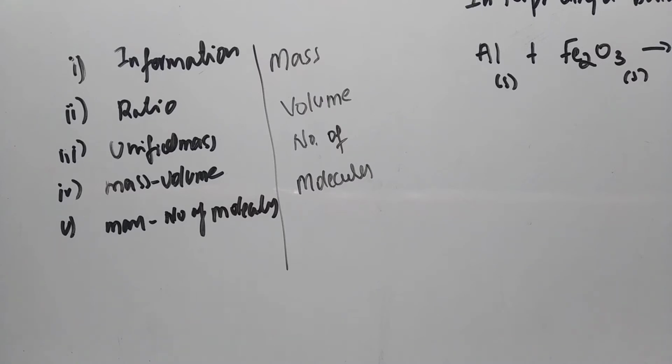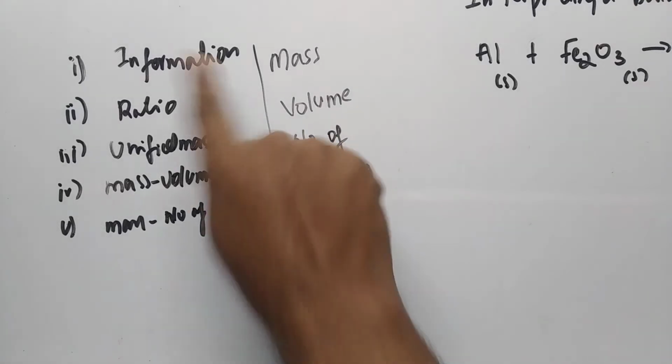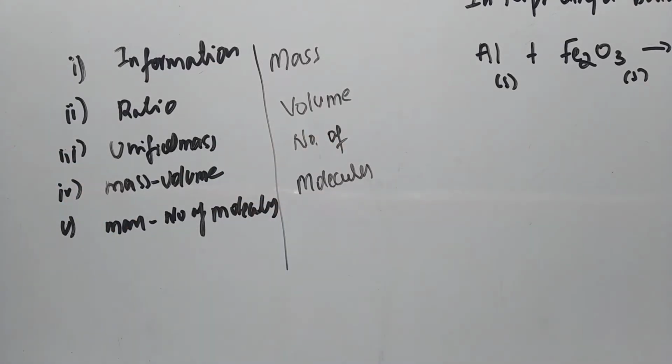Before starting this chapter, what is the help of interpreting a chemical equation? Whenever we interpret a chemical equation, we get the information about reactants and products. This is the first point. Sometimes in the exam they may ask you what is the interpretation of a balanced chemical equation. By interpreting the chemical equation, we get the information of what the reactants are, what the products are, and we also get the relation between the ratio of molecules of reactants and products, that is, in what ratio the reactants and products are divided.